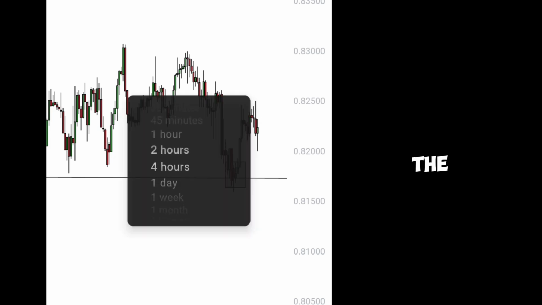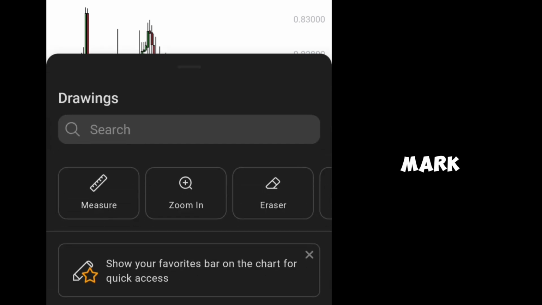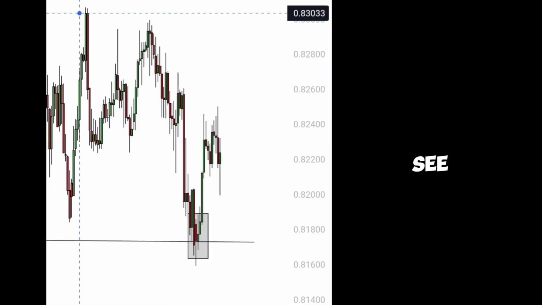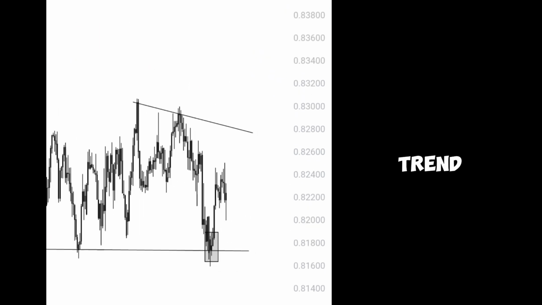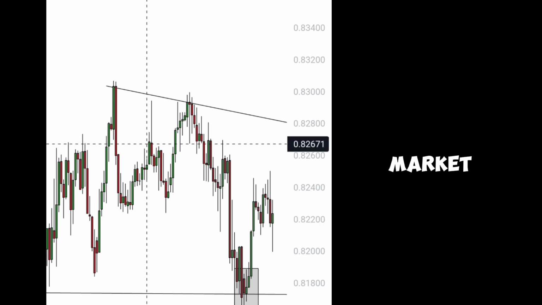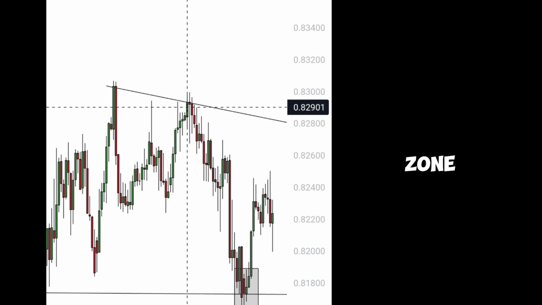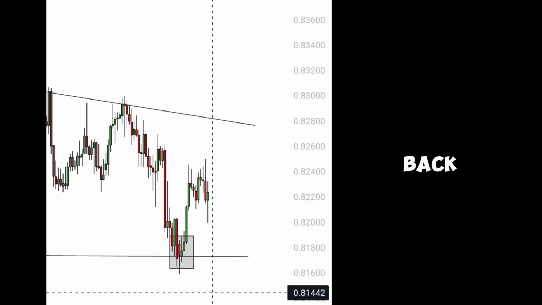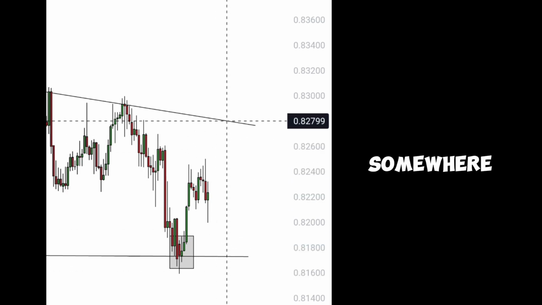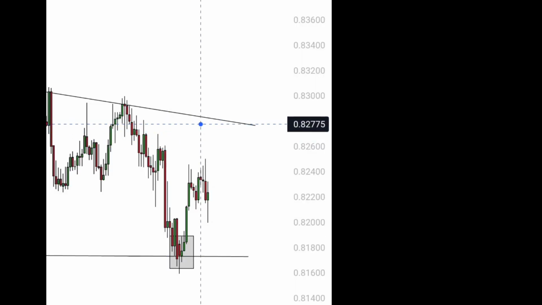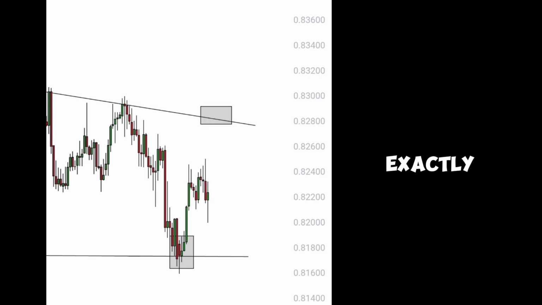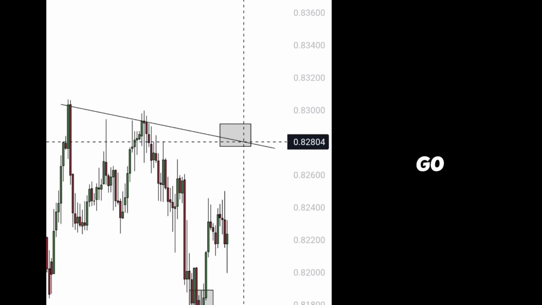Okay, so this is the 4-hour time frame. Is there any other area I could mark out? All right, so I could mark out this area. Let me see. So I'm just trying to mark out a trend. So we have the market tap into that zone, tap into this zone. So we are likely going back to tap into that area somewhere around here. So that's exactly where I'm looking for the market to go into.